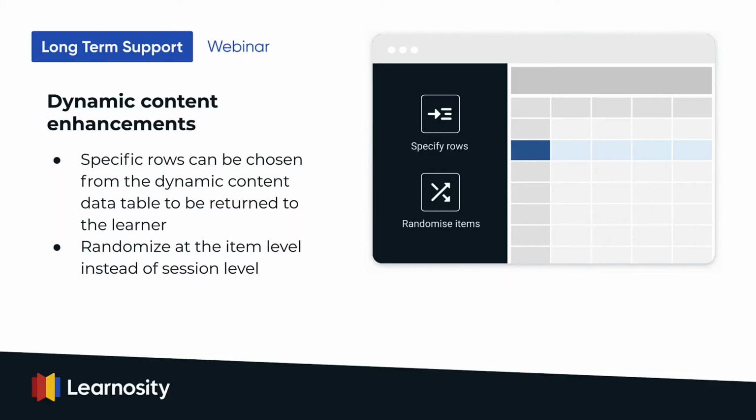For dynamic content, we've added the ability to choose a specific row from the dynamic content data table that's returned to the learner. Also, when choosing dynamic delivery, we now randomize at the item level instead of just at the session level. Let's have a quick look at this.